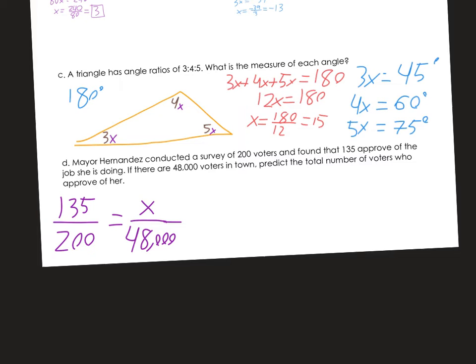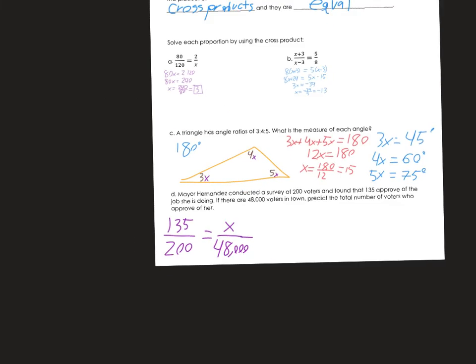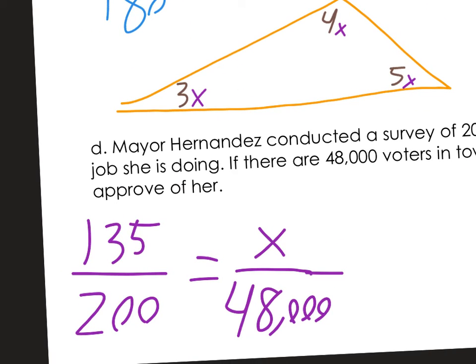Now, folks, some of you might notice that 135 and 200 are both divisible by 5. And you could rewrite this if you wanted to as, let's see, that simplifies down to 27 over 40. If you want to use the 27 over 40 instead of the 135 over 200, feel free. However, I'm going to work it as the initial problem entails.